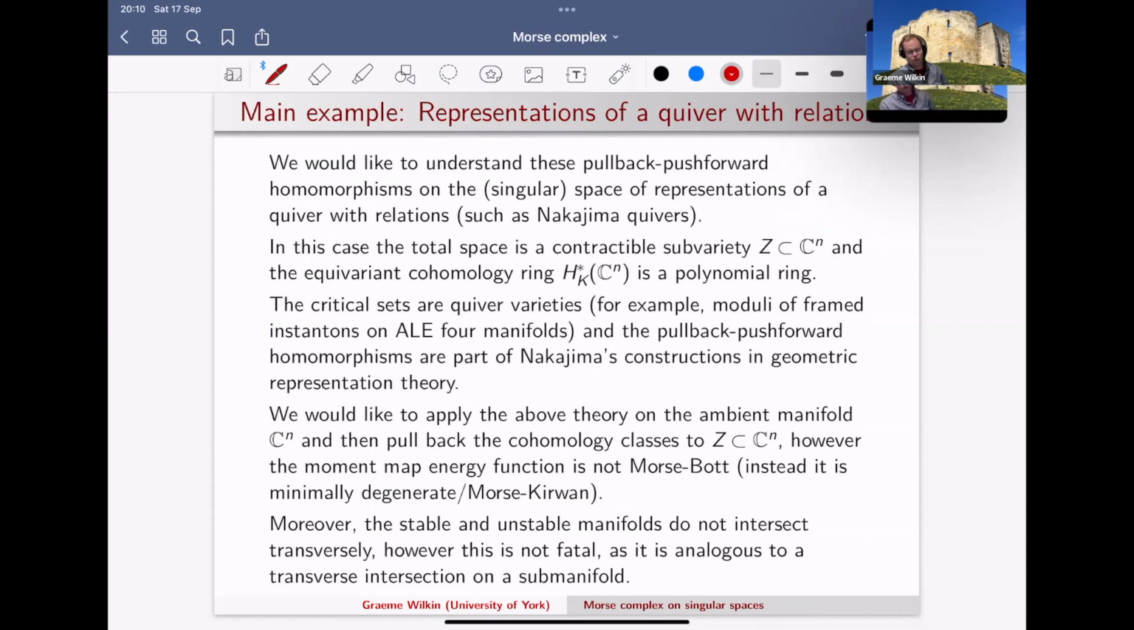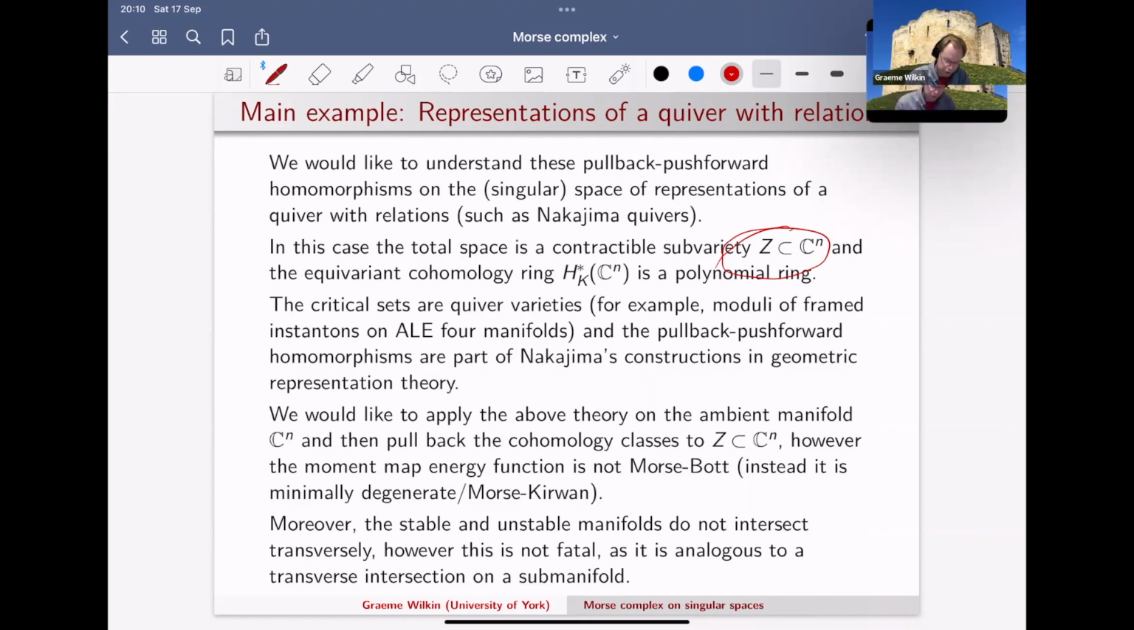As I said, we have this example of representations of a quiver with relations. I didn't define what this was, unfortunately, just due to reasons of time, but you can imagine you have some vector space and some function on the vector space. Critical sets may be non-compact. You want to restrict to some singular subset, some subvariety here, which fortunately is contractible, so we know what the cohomology ring looks like.